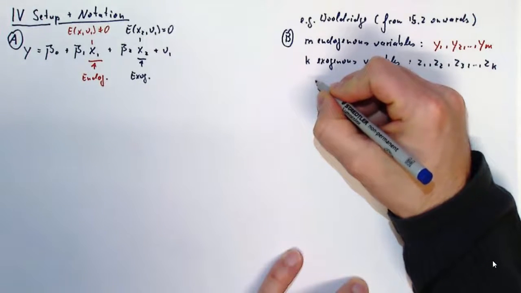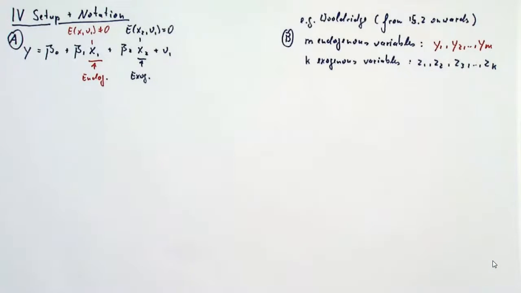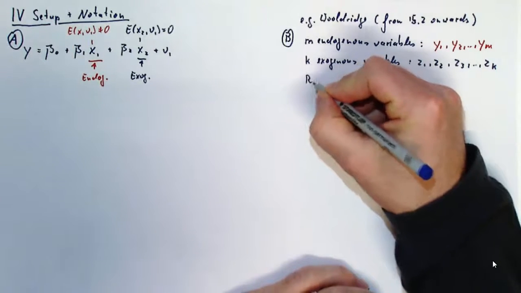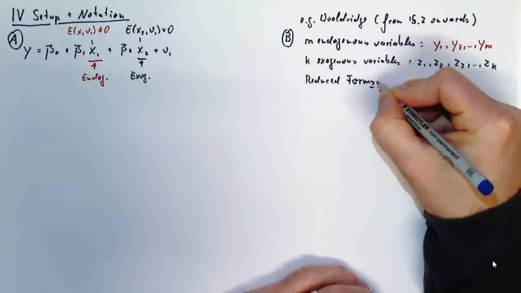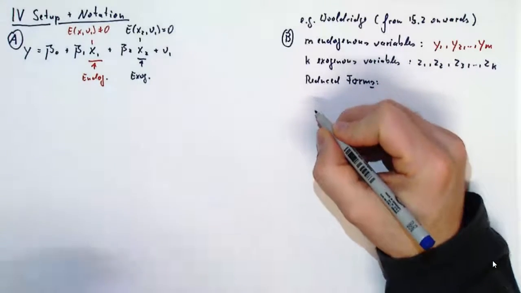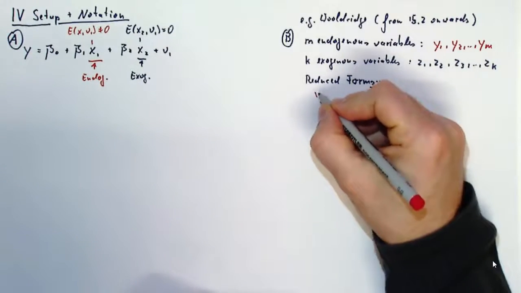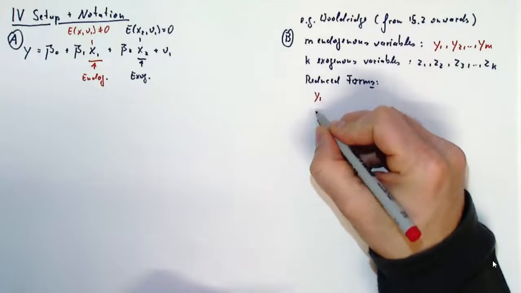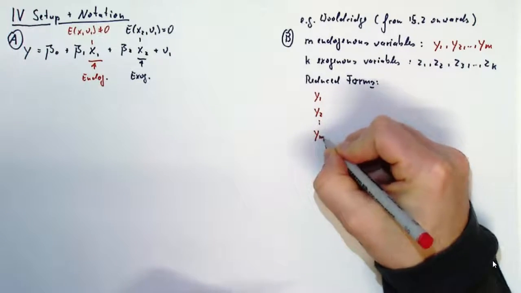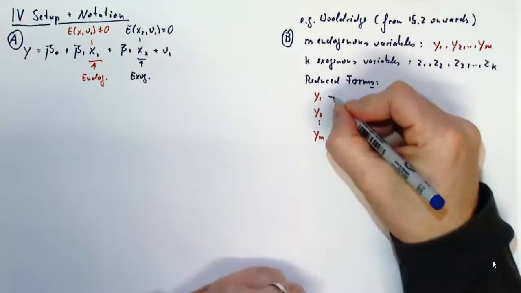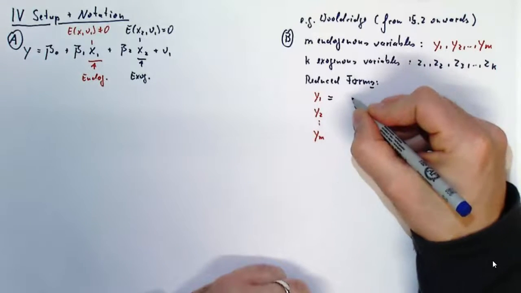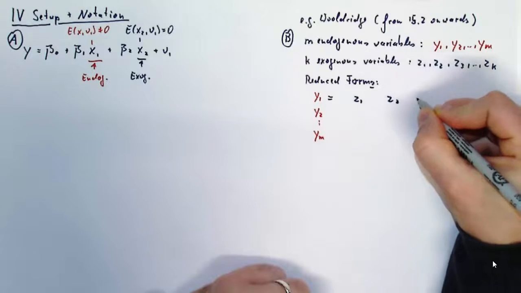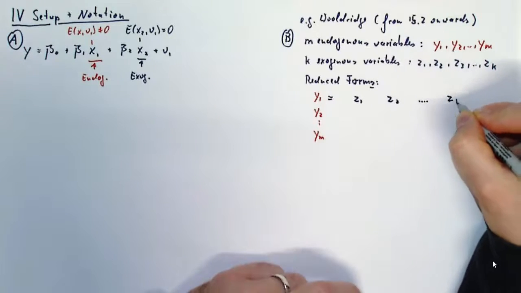So when you have this sort of setup, you can write down what we call reduced forms. And these reduced forms exist for all m endogenous variables. So we can write the reduced forms down for variables y1, y2, all the way to ym. Now, the reduced forms will explain one endogenous variable at a time as a function of all exogenous variables. So here's z1 to zk.